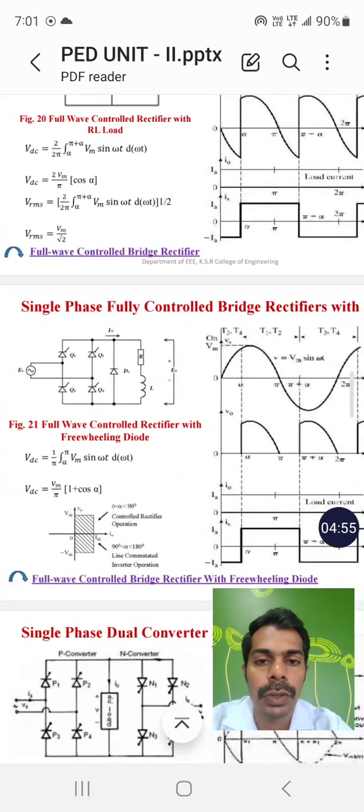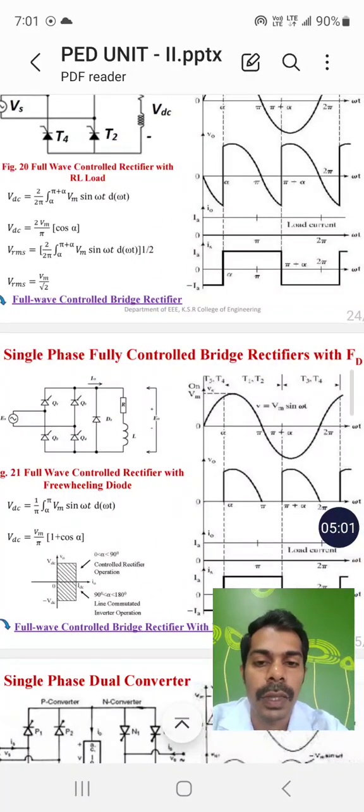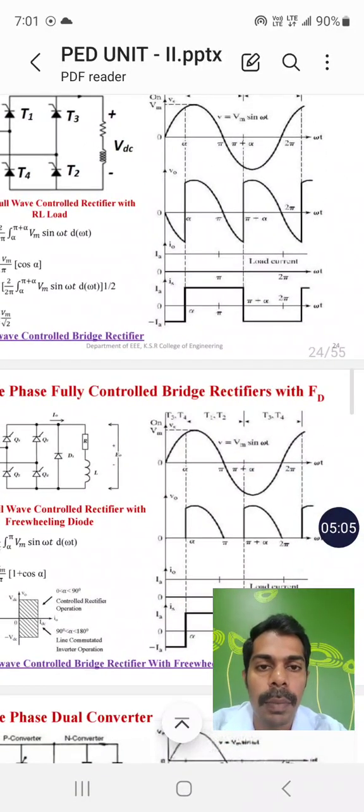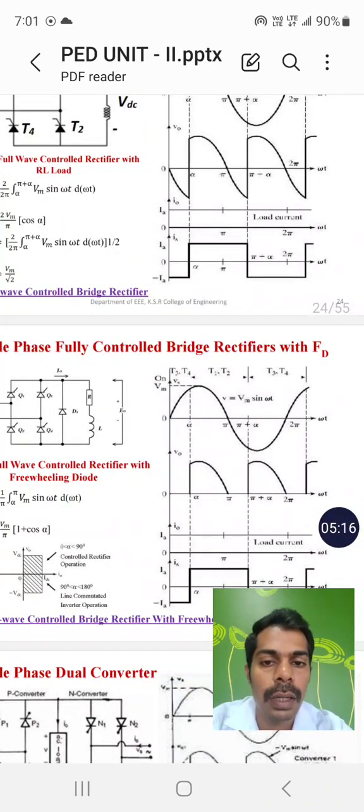The second diagram shows the fully controlled rectifier with freewheeling diode FD. What is the purpose of the freewheeling diode? When we compare these two waveforms, the input is the same and the output current is the same, and in the output voltage there are no negative spikes. The reason for using the freewheeling diode is to eliminate the negative spikes appearing in the output.